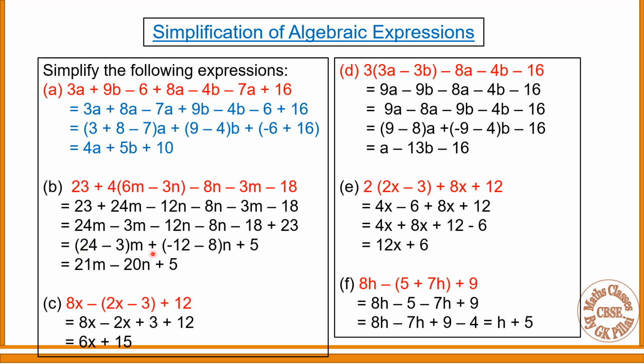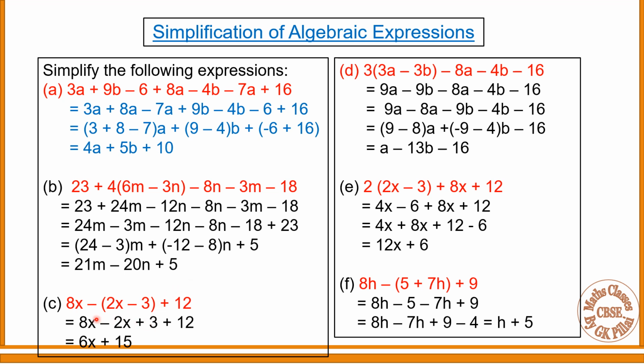Here m common, 24 minus 3 within bracket. And here when you take n common, it will be minus 12 minus 8 within brackets, and there is a plus sign here, plus 5. When you simplify these two, you will get 5. So now this will be 21m and this will be minus 20n and plus 5.